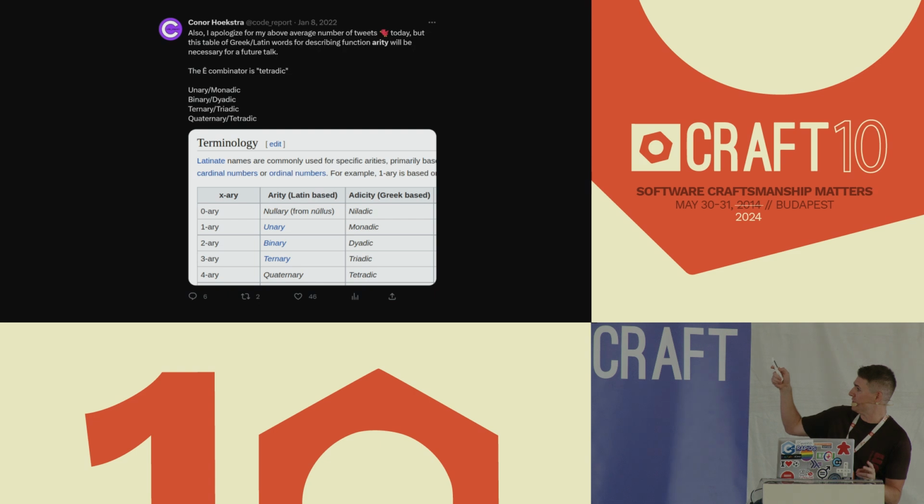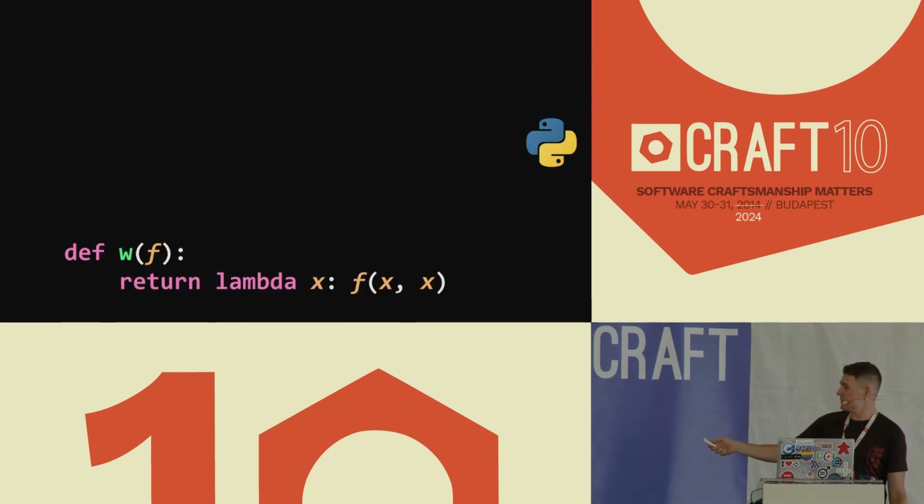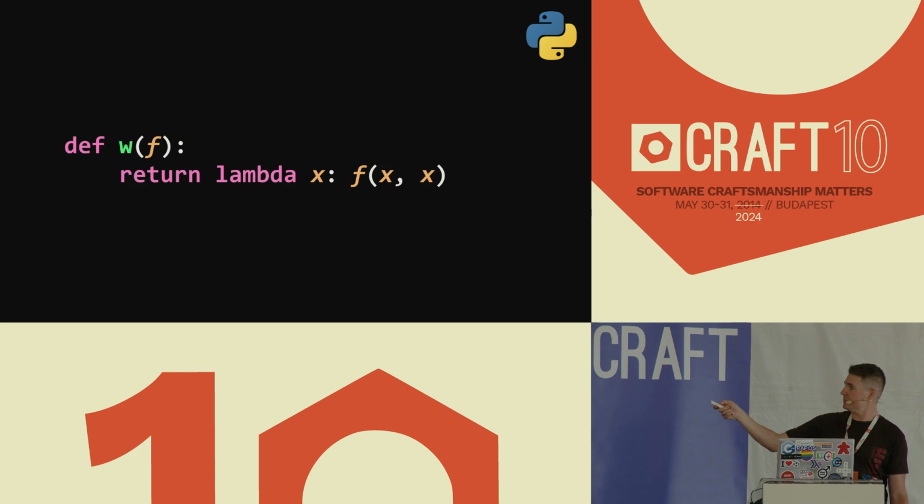So on one side, we've got, I believe it's the Latin ones, unary, binary, ternary, quaternary, and then the Greek ones for adicity, niladic, monadic, dyadic, triadic, and tetradic. You're probably only going to hear binary and unary for the most part, but whenever you hear those words, it just means a 1-argument function and a 2-argument function, just for clarity. So that's the end of that digression. Let's keep moving on. We had the W, F is a binary function, and it returns you a unary function.